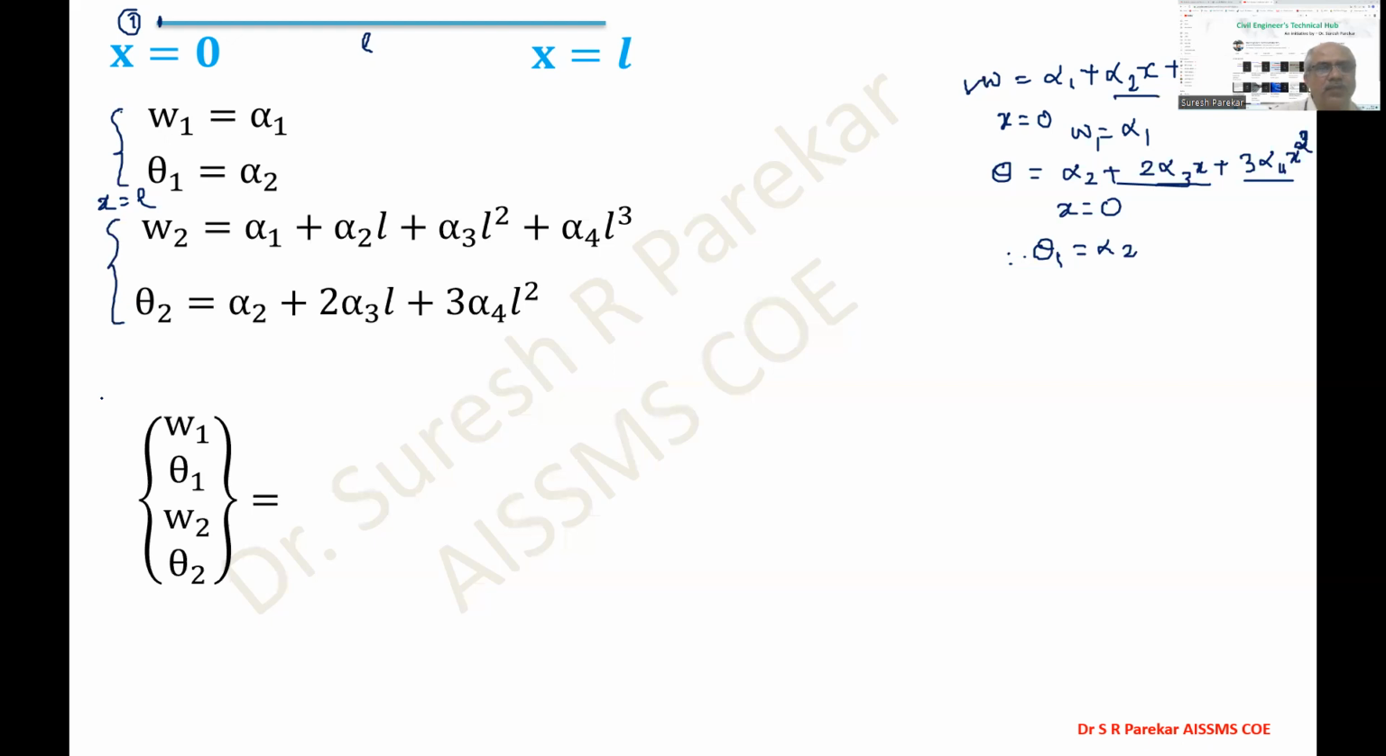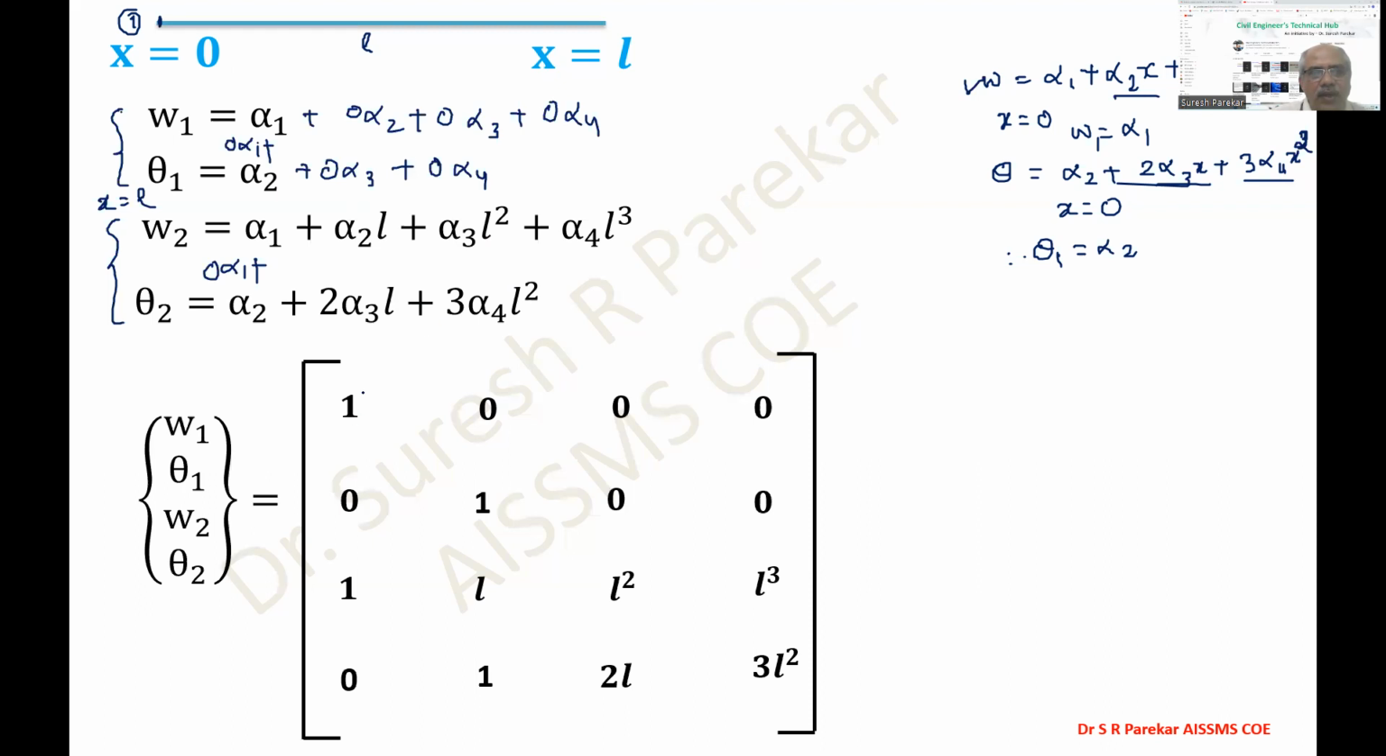Now, if we write it in matrix form, we have W1, theta 1, W2, theta 2. Here I have 0 alpha 2, 0 alpha 3, and 0 alpha 4, and it becomes easy to write. In the first row we have 1 only, in the second we have 1 for alpha 2, in the third we have alpha 1 plus alpha 2L, so 1, L, L square, L cube. And in the last row we have 0, 1, 2L, and 3L square, multiplied by alpha 1, alpha 2, alpha 3, alpha 4.